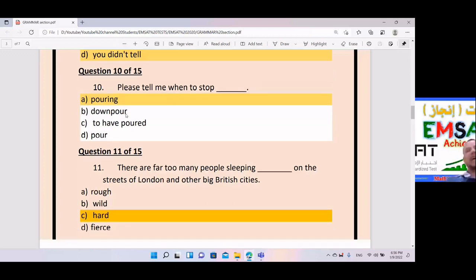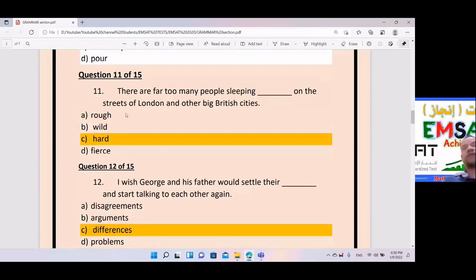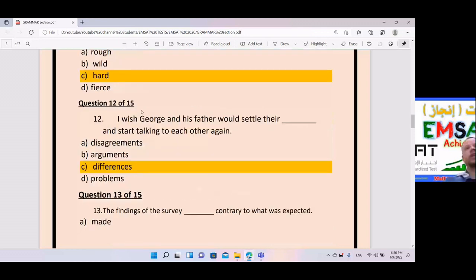Question 11: There are far too many people sleeping on the streets of London and other big British cities. I'm talking here about a hard life. So there are far too many people sleeping hard on the streets of London and other big British cities. Hard, because I'm talking now about sleeping on the streets, so it's a hard life.